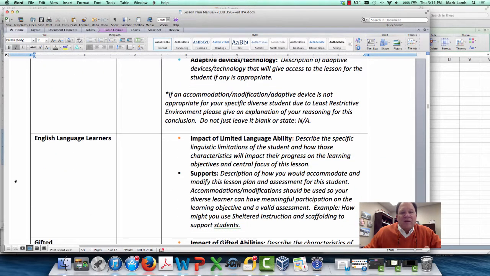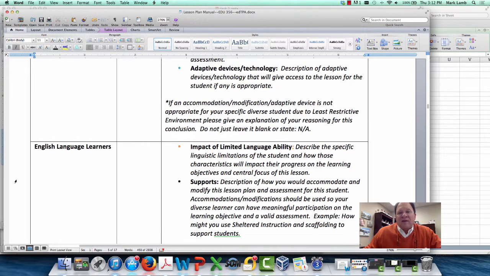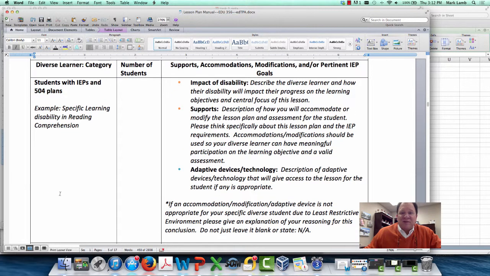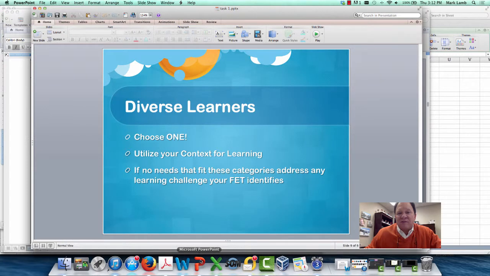No 504, no ELLs, or no gifted students. It's very rare for you to have a classroom that doesn't have anything in there along those lines, but certainly not impossible. But even in a classroom that doesn't have those identified specific learners, you're still going to have some learners in there that have some challenges. And your field experience teacher could help you identify those. And we want you to look at these and specifically address those needs in your lesson plan.